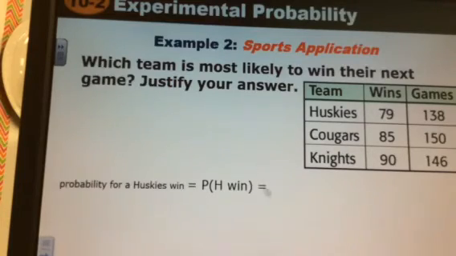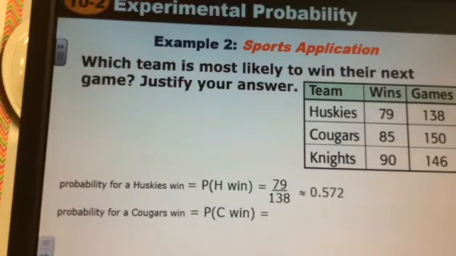Or if you don't do a sport, some other application. Okay, so the probability for the Huskies to win, we're going to write that P and then in parentheses, H win. Huskies win. So that's how we write probability, so we don't have to write out all these words. Mathematicians like to abbreviate. So that's going to be 79 wins out of all the games they played, which is 138. So they have a .572, which is 572 thousandths, or 57.2%.